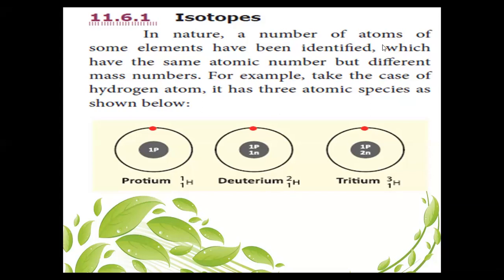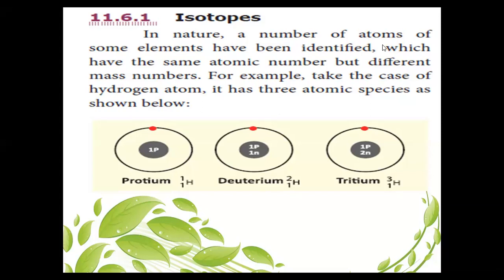Some of the first 20 periodic table elements are seen in the tabular column and the atomic structure of the elements. So today we are going to see about isotopes.